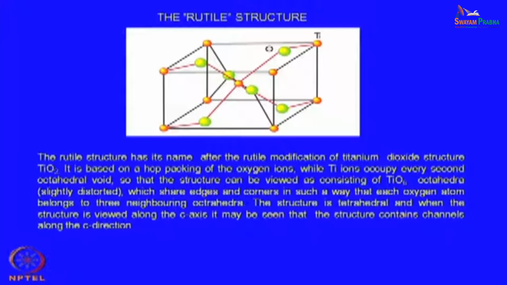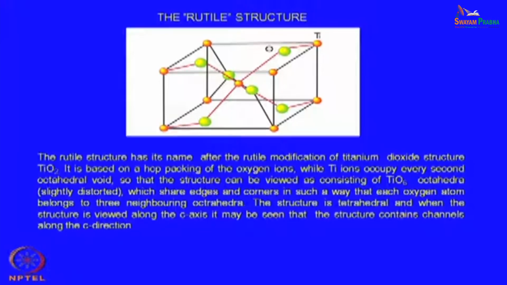It is based on a hexagonal close packing structure. It is not a close packed structure as such, but it has certain similarity with hexagonal symmetry. In fact, the symmetry is basically tetragonal, while titanium ions occupy every second octahedral void. Here again we come back to an oxide, and the titanium ions, or the metal ions or cations, are much smaller than the oxygen ions. The radius ratio is such that the titanium ion occupies the octahedral site rather than the tetrahedral site.